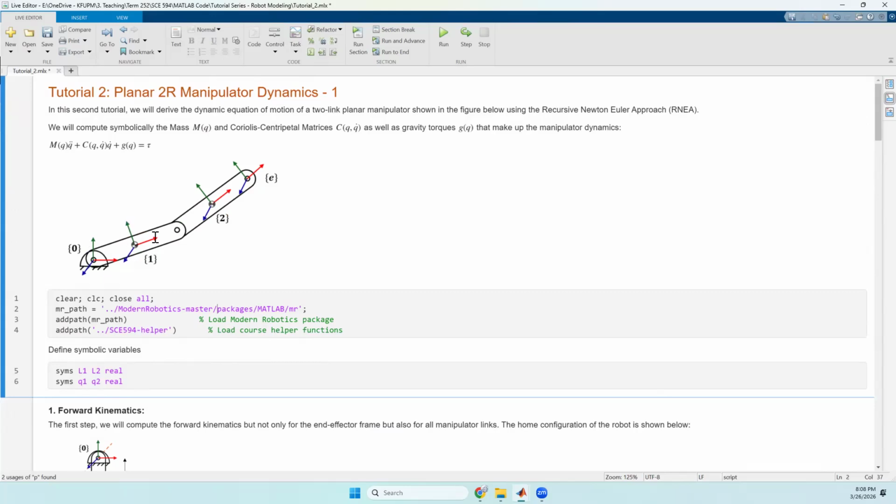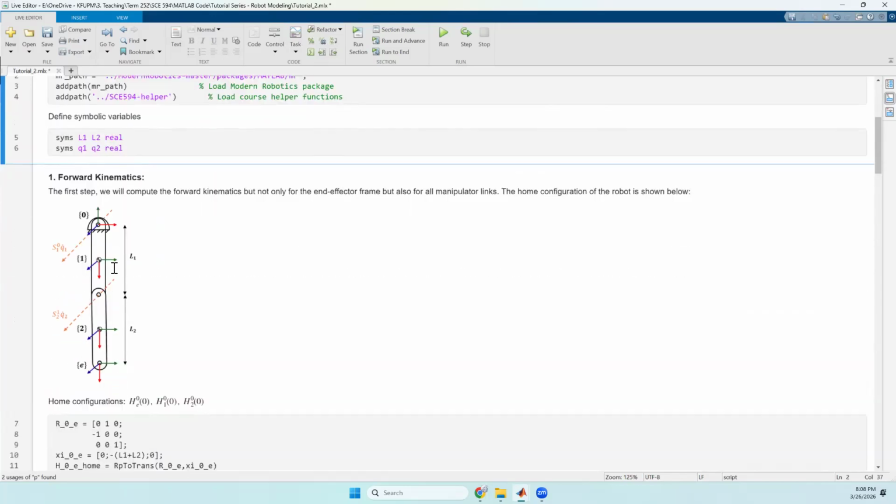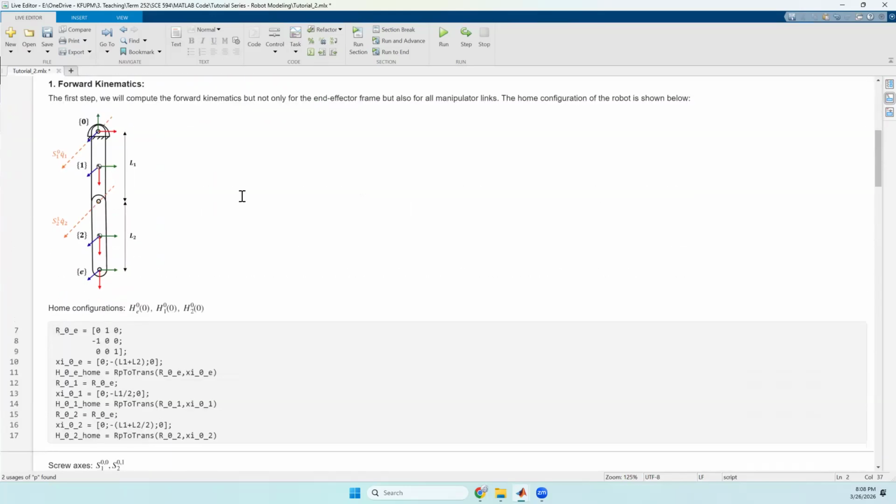Okay, so we're going to be placing frame 1 at the center of mass of link 1, and we're going to be placing frame 2 at the center of mass of link 2, as you see here in the figure. So what we're going to be doing now is that we're going to be computing the forward kinematics, but not only for the end effector frame, but also for frame 1 and 2.